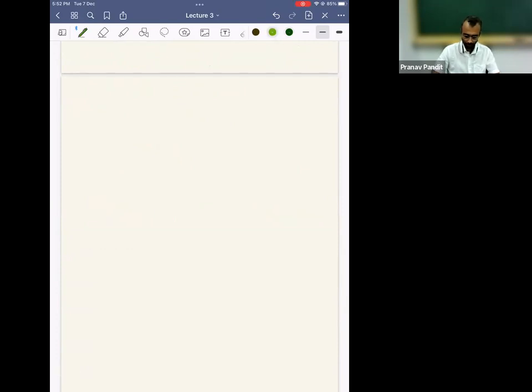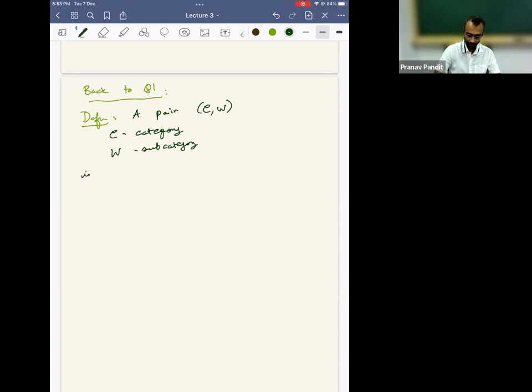So now I want to talk about question one. Maybe let me make a definition. Back to question one, let me just give a name to these things. A pair (C, W), where C is a category and W is a subcategory, I'll call a homotopy theory.